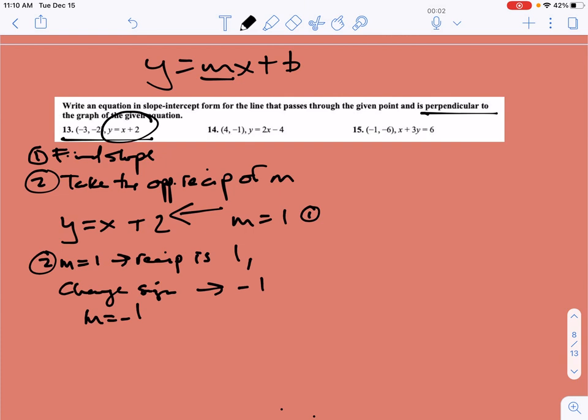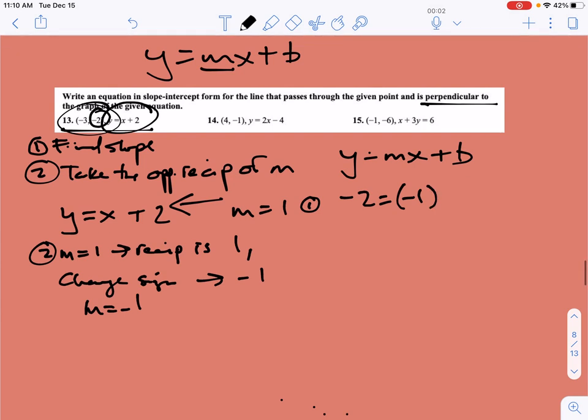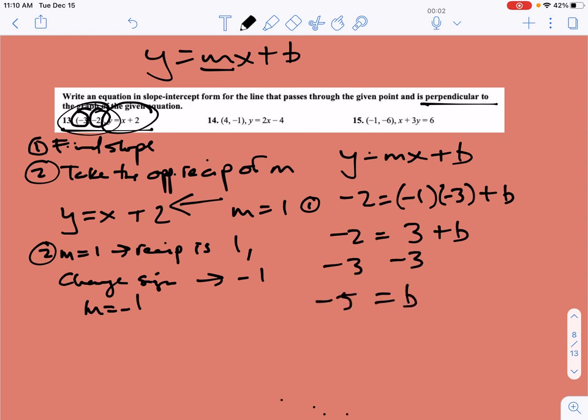And so what I'm going to do is I'm going to take that and this point, and I'm going to plug it into this y equals mx plus b equation, and we're going to solve for b. So let's do that. So my y is -2, so you get -2 equals m is -1, and then x is -3. And so now just simplify and solve for b. So you get -2 is equal to +3 plus b. You subtract 3 from both sides, and then you get b is equal to -5, which is awesome.